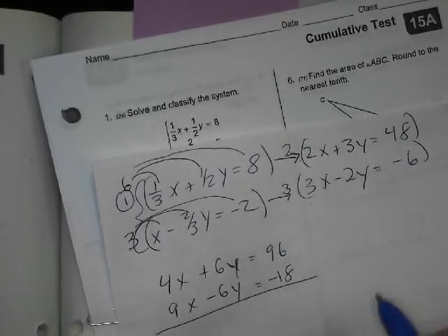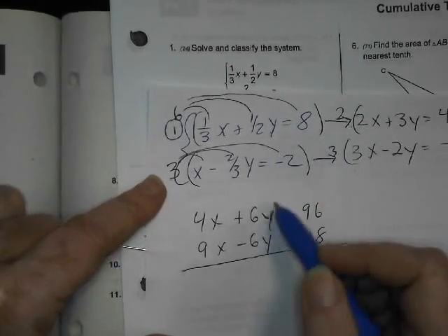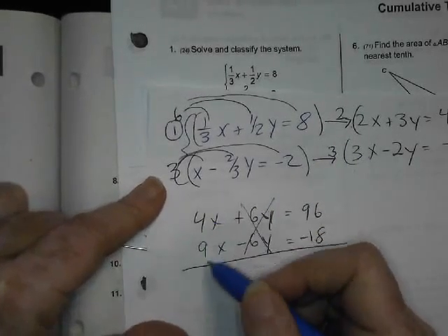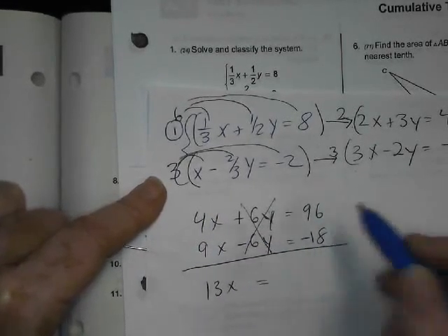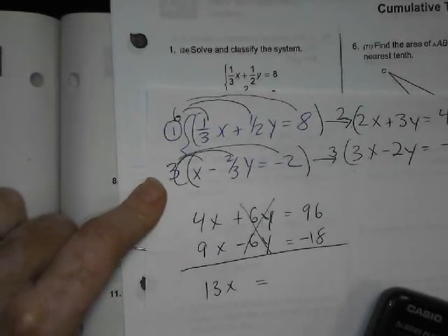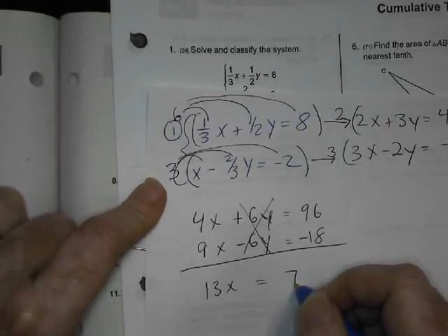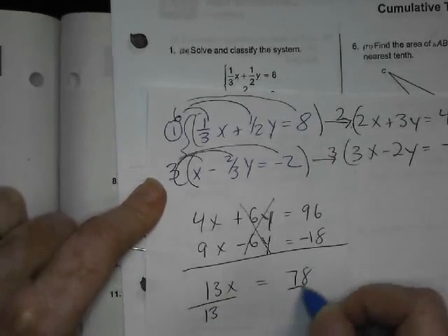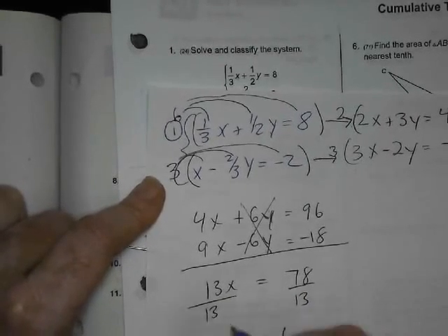Now they're the same like we said, so the 6y and the negative 6y are going to cancel. That's why it's called elimination. And then 9 plus 4 is 13. And this ends up being 78, since it's 96 minus 18. Now 13 goes into 78 six times. Okay, so x is 6.